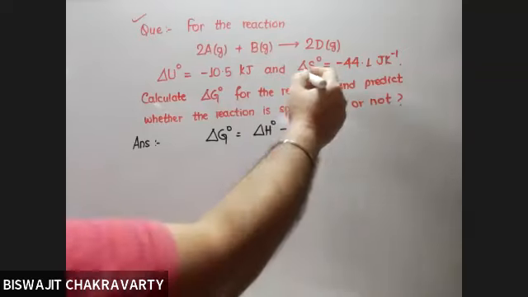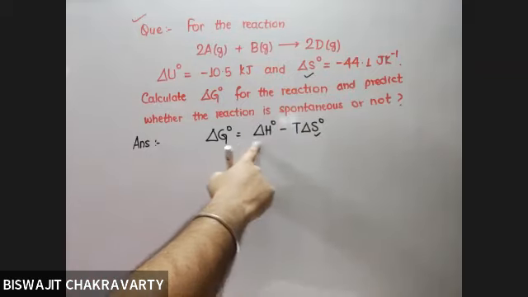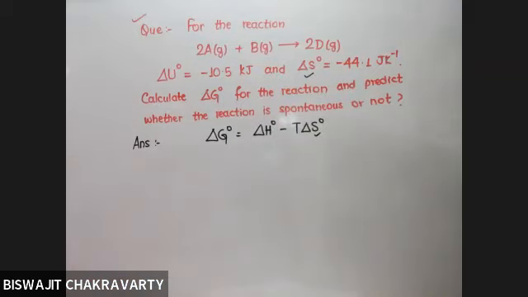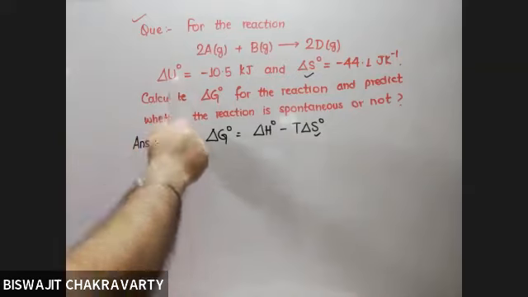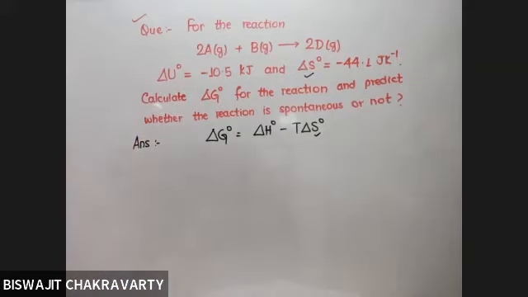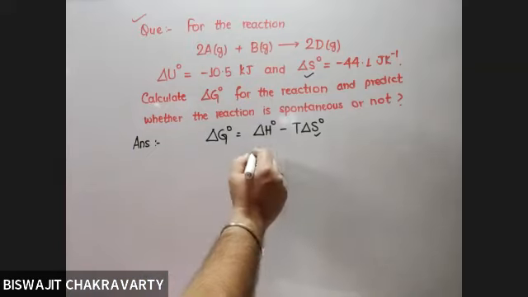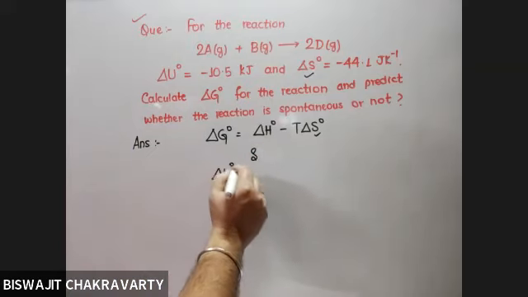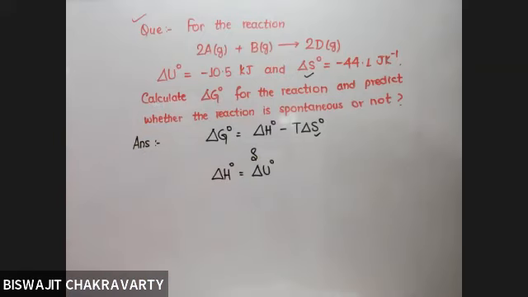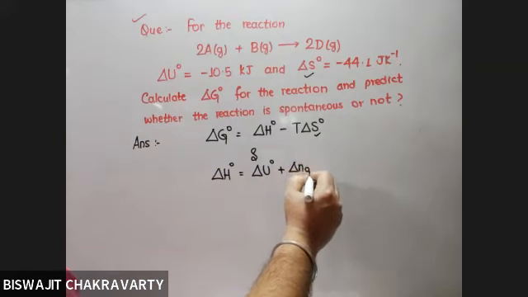You require delta S degree, that's fine. But we require delta H degree. But in the question, is delta H degree given or something else is given? Delta U degree is given. Delta U degree is not required for getting the delta G degree. But with the help of delta U degree, we can calculate delta H degree. What is the relation between delta H degree and delta U degree? Delta H degree is equal to delta U degree plus delta Ng RT.